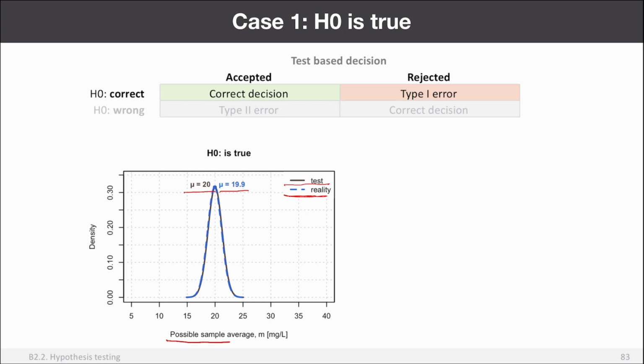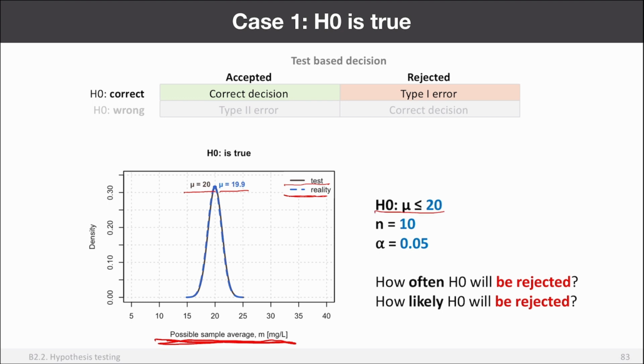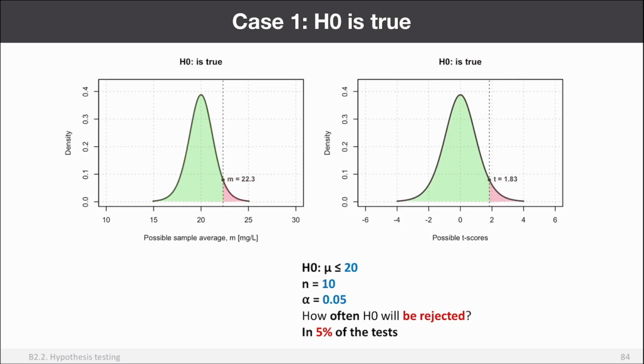And you can see that these are possible sample average values. So these are average values of a sample of size 10. Now, if this is our null hypothesis, this is sample size, and this is the significance level, how often the null hypothesis will be rejected in this case? Or we can say it in other words, how likely the null hypothesis will be rejected? Well, let's think how we reject null hypothesis, right? Because it's a right tail test, you can see this is the null hypothesis. So alternative hypothesis, it means mu is greater than 20. Greater is a right tail test.